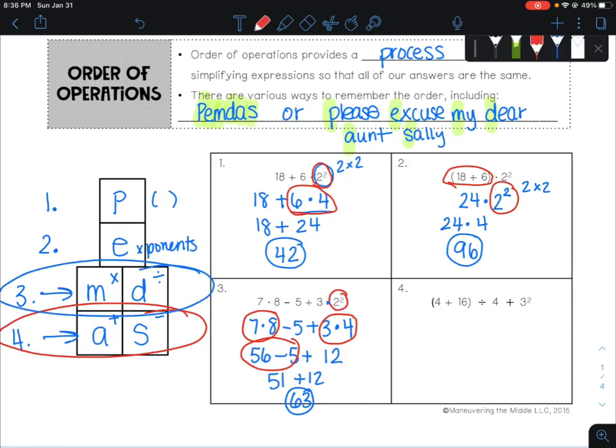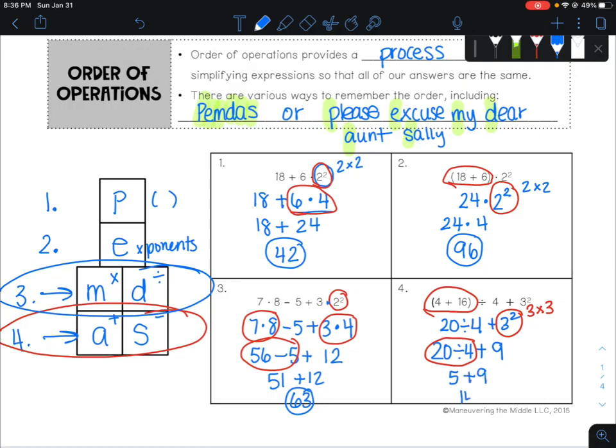And for example 4, we do have parentheses, so do that first. That's going to be 20. Copy everything else exactly the same way you see it. And now next we have exponents. I see that here. 3 to the second power, 3 squared, means 3 times 3. So copy it until you get to the part that you are on. And now 3 times 3 is 9. Next up, multiply or divide. I only see dividing, so I'm going to do that next. That's going to be 5, and then plus 9, copy it. And just to add, finally, you get 14.